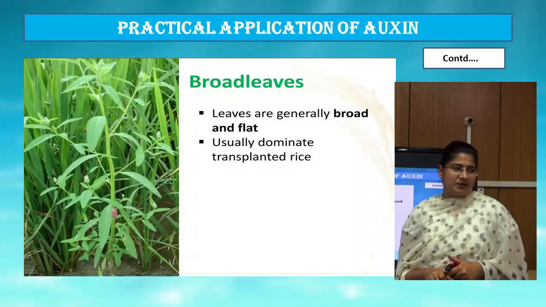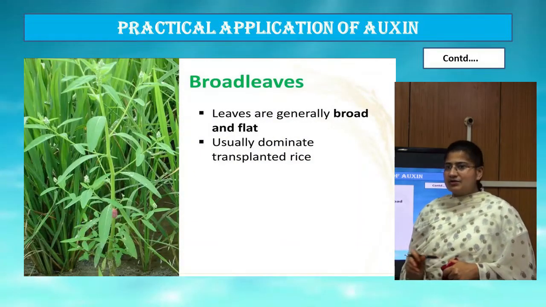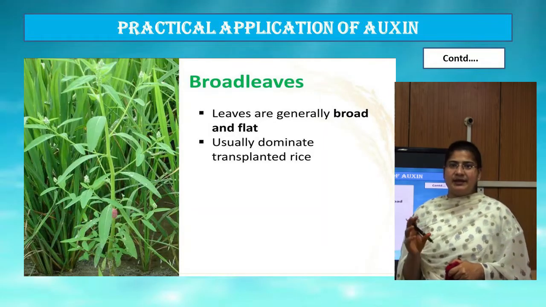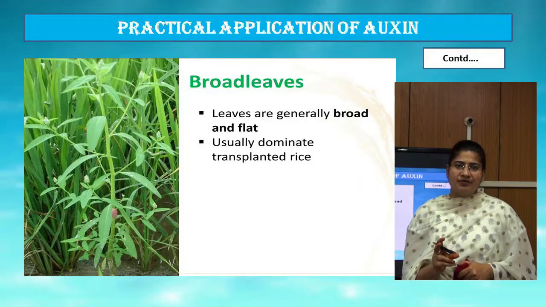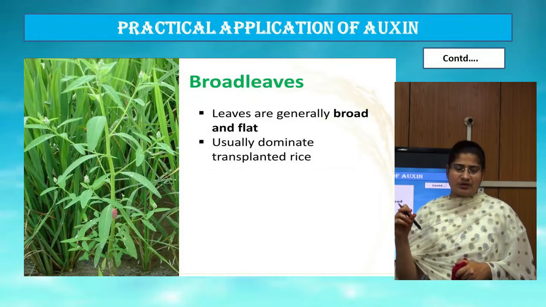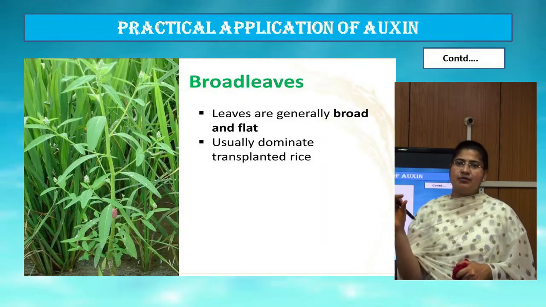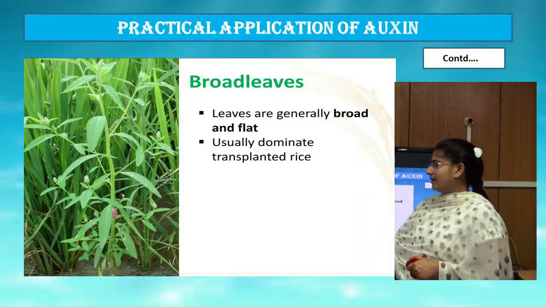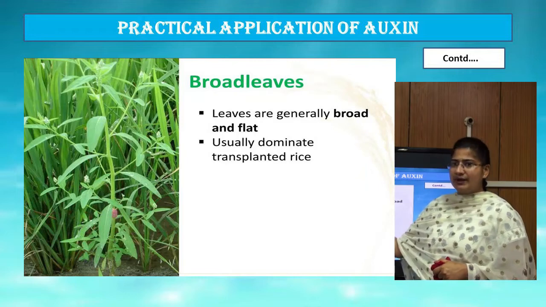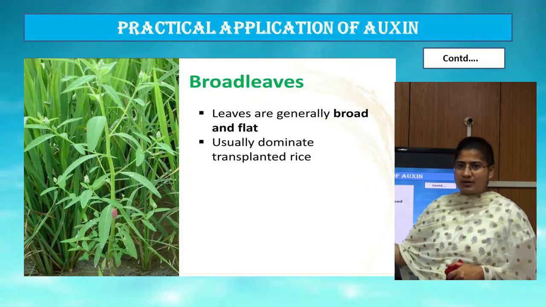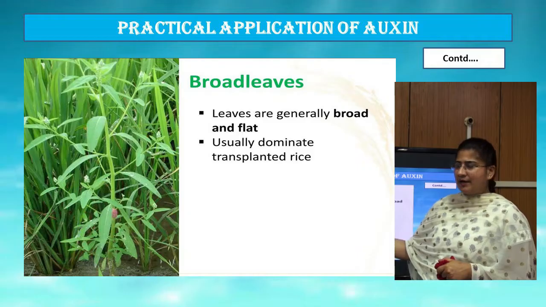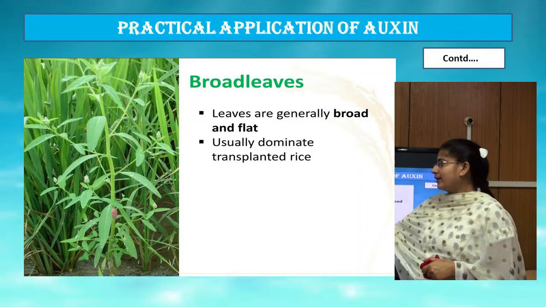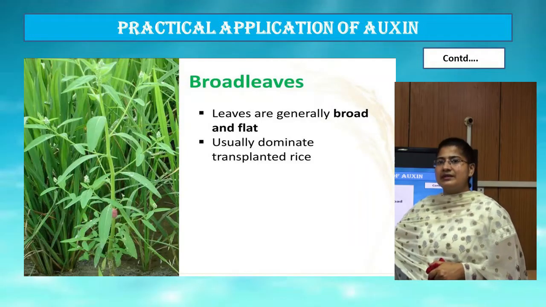This is the practical application of auxin as weedicide. So auxins are selective weedicides. Selective means it will kill the broadleaf weeds, but it will not kill the monocots, the plants which have narrow leaves. So it is generally used in fields of cereals like rice, wheat, maize, sugarcane, because these crops are monocots, and if these crops have dicot weeds in their field, then we can use auxin, which will kill the dicot weeds, but it will not affect the monocot cereals.